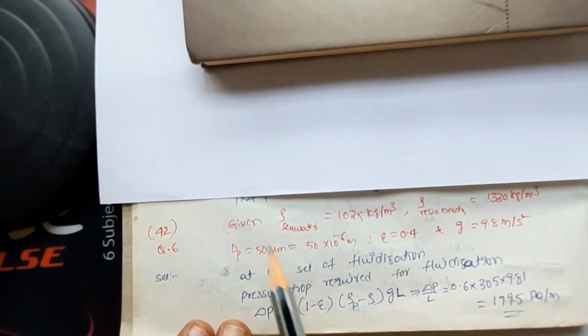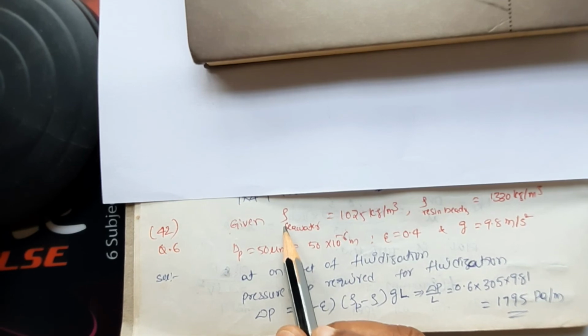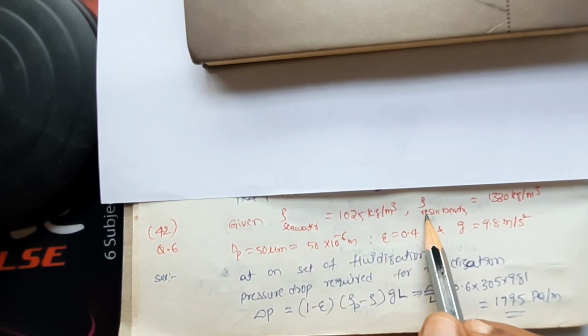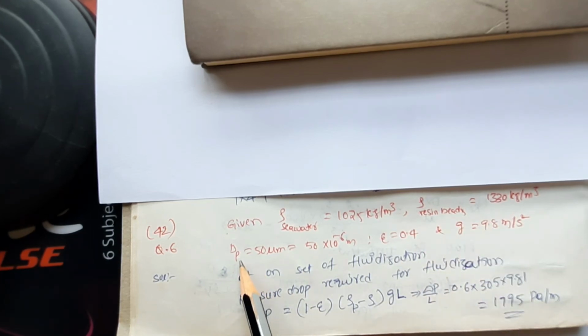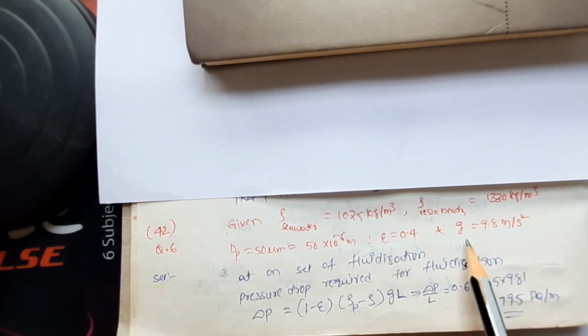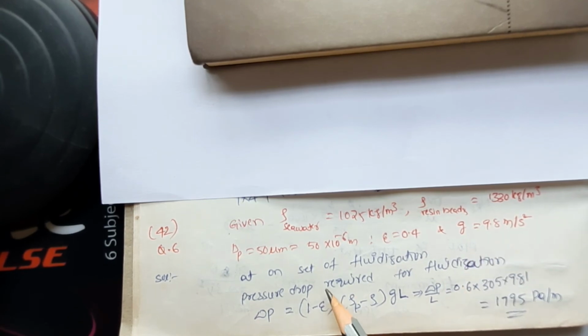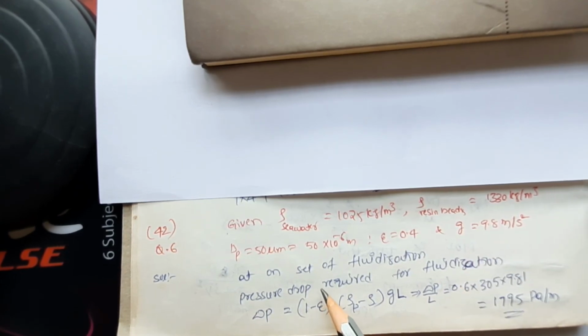So in the problem they have given the density of the sea water and the density of the resin beads, the diameter of the tower, the diameter of the particle, epsilon, and g. They have asked us to calculate the pressure drop required for minimum fluidization.